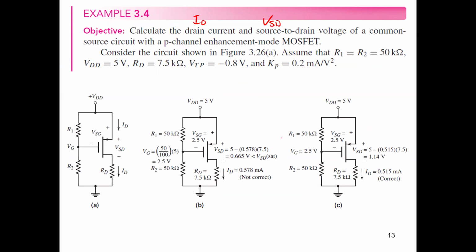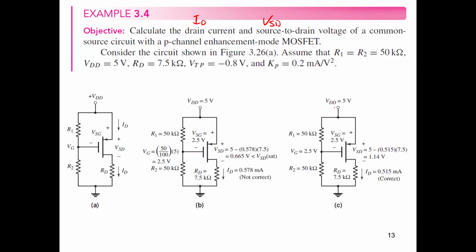So we need to calculate the Q point values, ID and VSD, where voltage of common source circuit with P-channel enhancement mode MOSFET. So the same is still common source, guys, but the source is connected to a volt magnitude, not to ground. Okay, so still the circuit has the same name, common source, but the source is connected to the volt of the 5 volt here, not to ground.